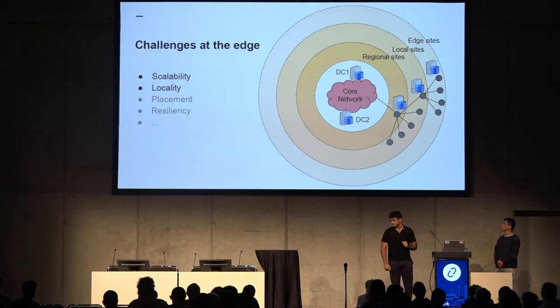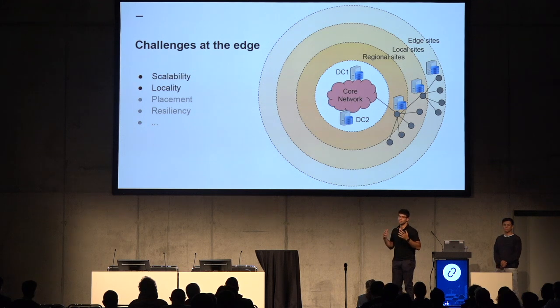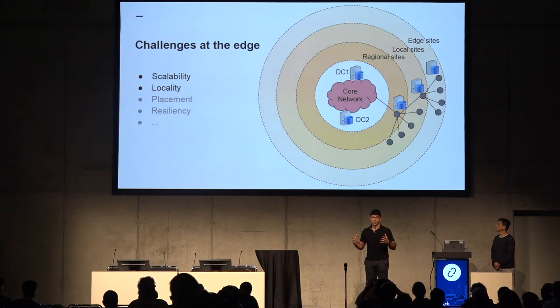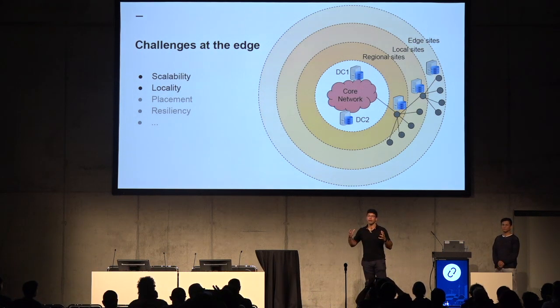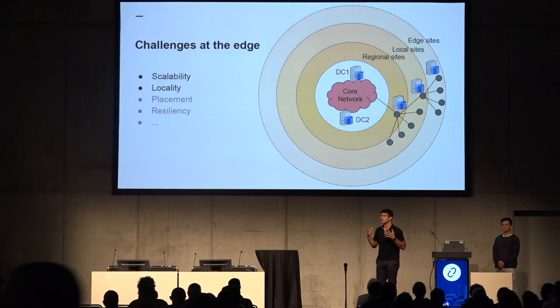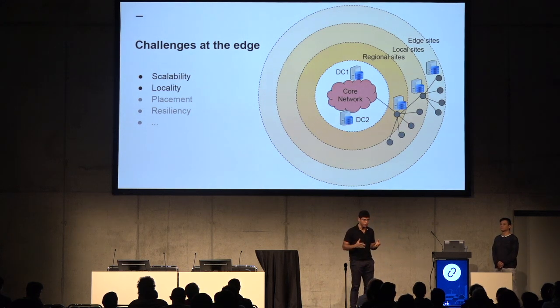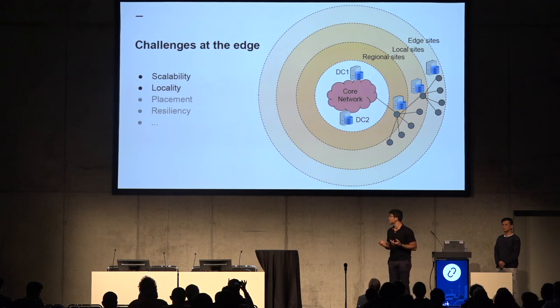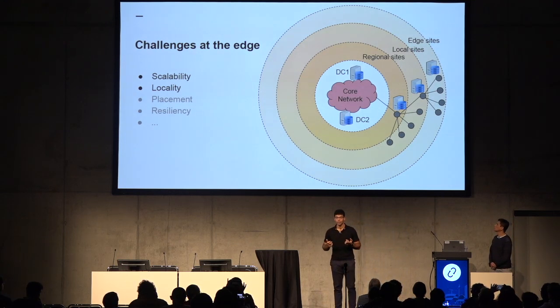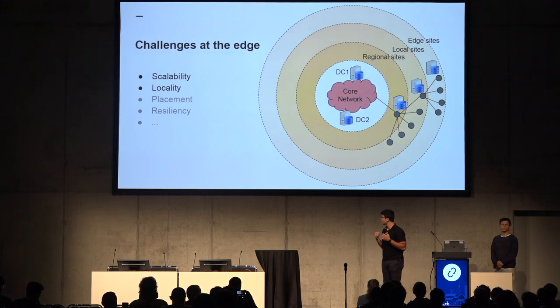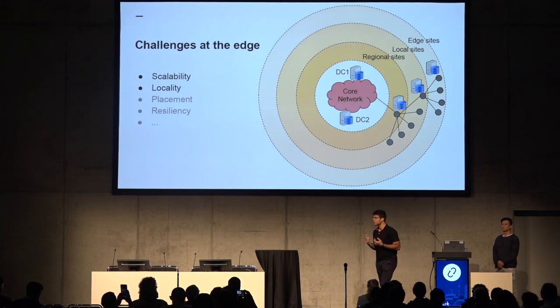So what's up with the edge? Well, a telco usually has a big network. When you are in the core, you might see big data centers where you have big resources. But the more you go outside the network, at the edges, the smaller the resources you have per site, but the more sites you have. So the problem of scalability comes very quickly. You also have the problem of locality, meaning that if you have two edge sites that want to communicate with one another, you don't want them to go way up to the core and back to the edge. So these are the two main problems we are going to address in this presentation. Of course, there are other problems, but we'll focus on these two.